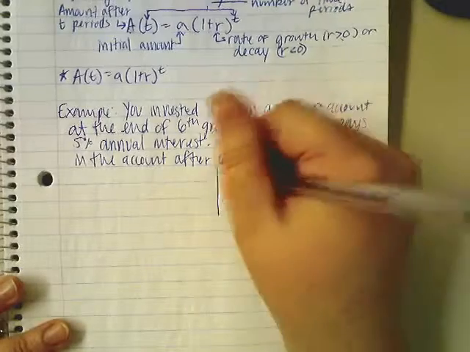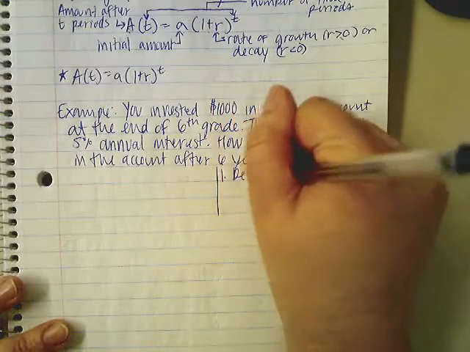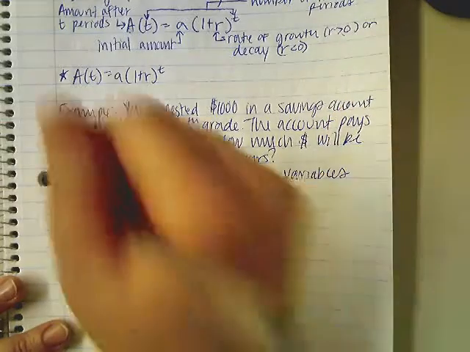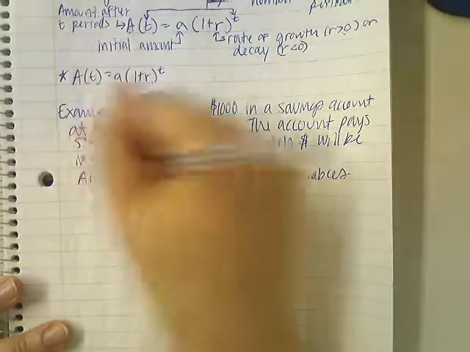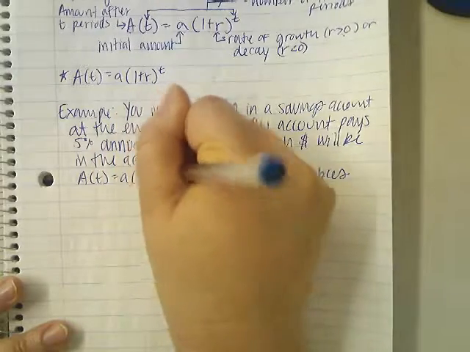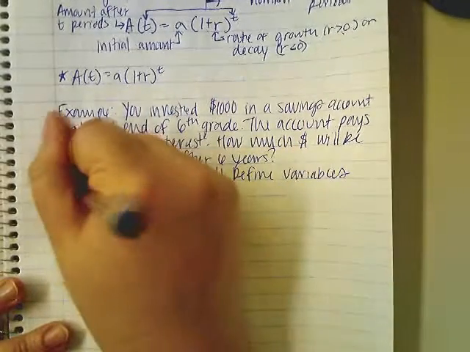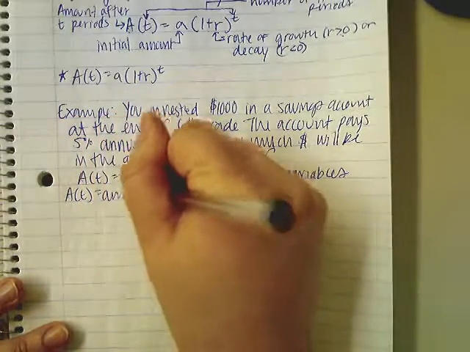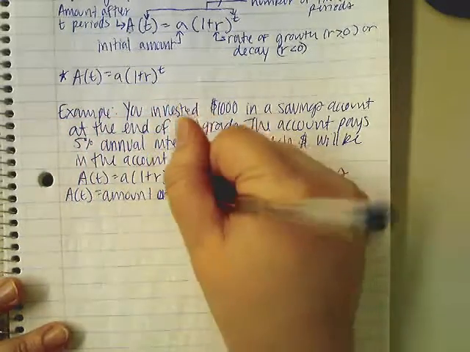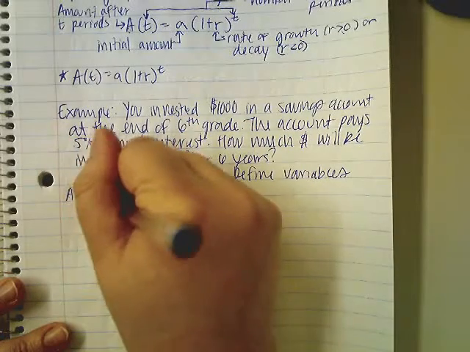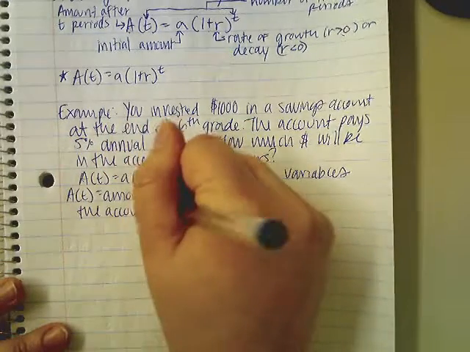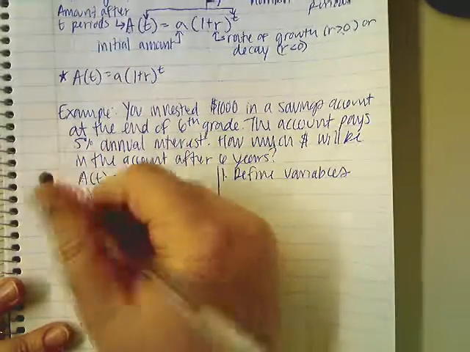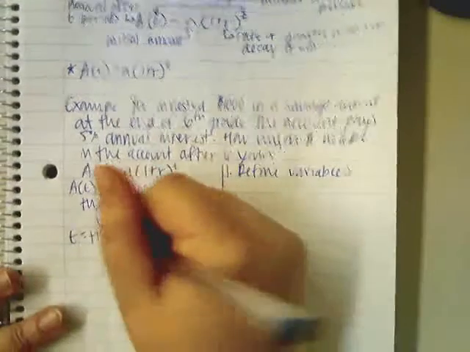So the next thing I want to do after that is define my variables. So to define my variables, again, I have the equation A of T equals A times (1 plus R) to the T. A of T is going to equal the amount of money in the account after T years. And T is going to be the number of years since it was invested.